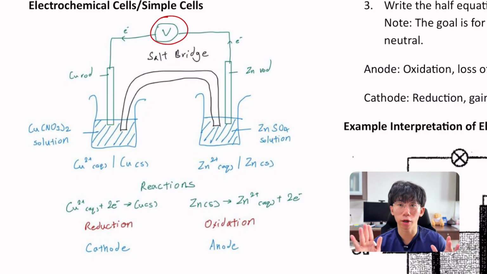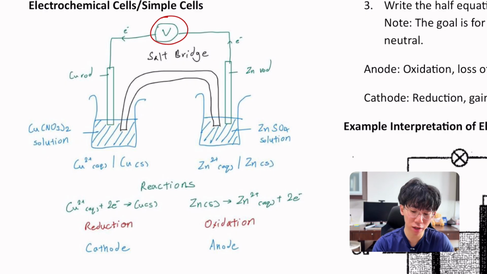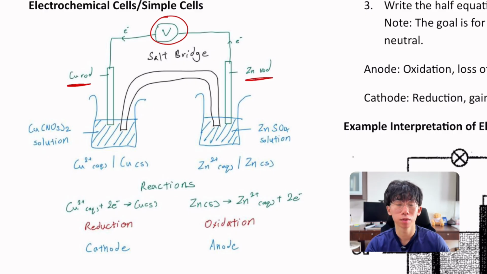The voltmeter is connected by wires to the electrodes, which are these rectangular rods over here that can conduct electricity. These rods or electrodes are dipped into these two beakers of solutions which are called the half cells. These solutions are also called the electrolyte. So for example, this zinc sulfate solution or this copper(II) nitrate solution are called electrolytes.